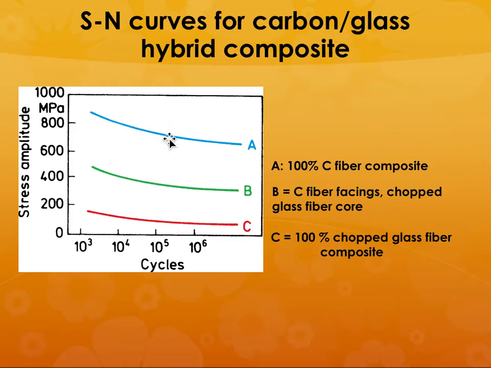So if you want to reduce the cost but still get some reasonably good fatigue properties, then you would have a combination of the hybrid composite, a combination of the carbon fibers and the glass fibers. And in this case, you may only be adding about 20% carbon fiber.